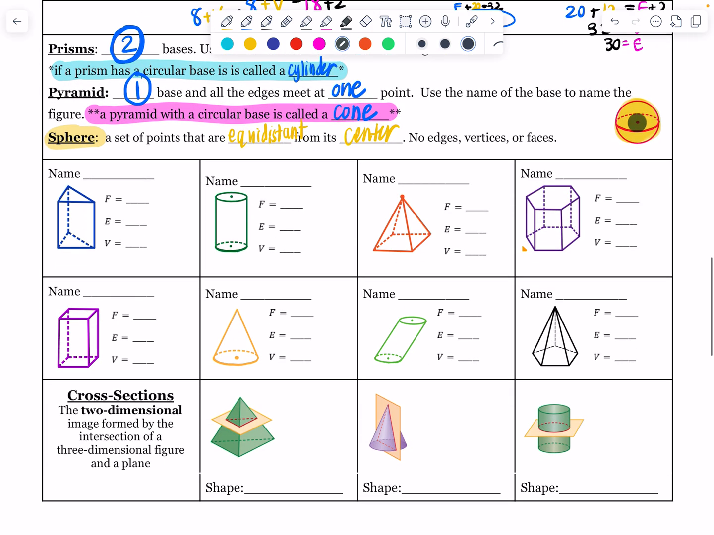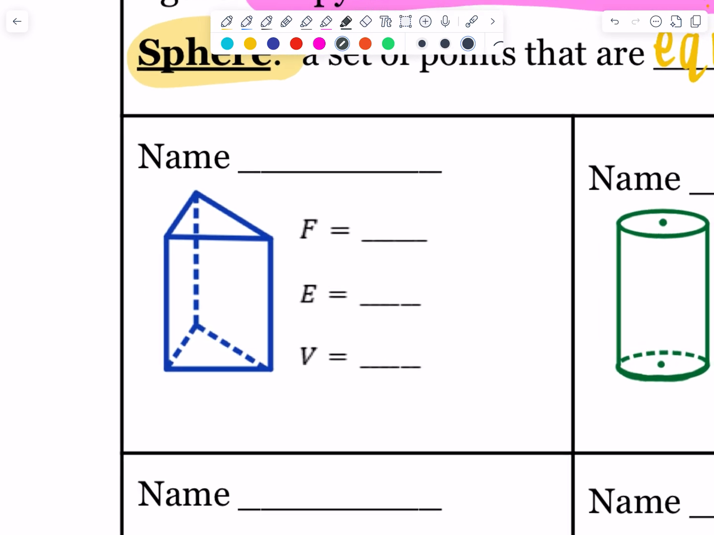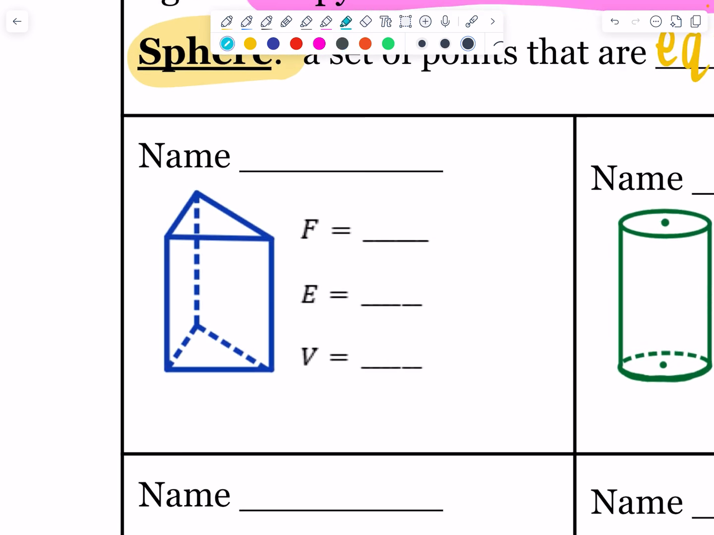And so what we're going to do now is just give some practice with naming shapes. A prism is going to be named by its 2 bases. Let's look at this first one. The first thing I notice is that 2 of these faces are parallel. They're always going to be parallel. Since I have 2, it's going to be called a prism. What kind of prism? This is going to be a triangular prism.